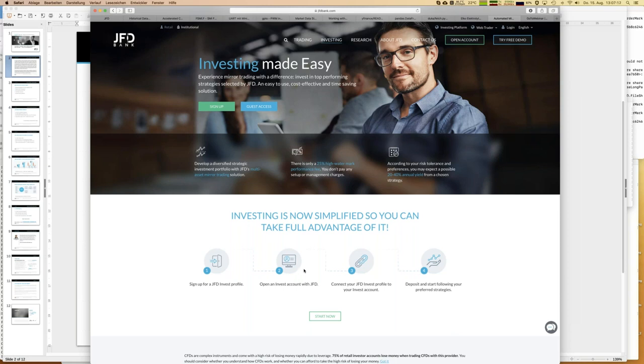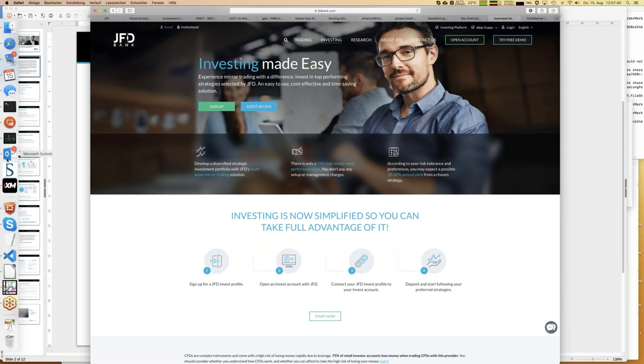Finally, just two steps left. The one is to connect your profile with your JFD Invest account, which is just a regular account. And then, if that account is monetized, then you can start following any trading strategies. What you always can do is go for guest, and that's what we will do in a few seconds. First of all, I would like to highlight the performing strategies of last week.